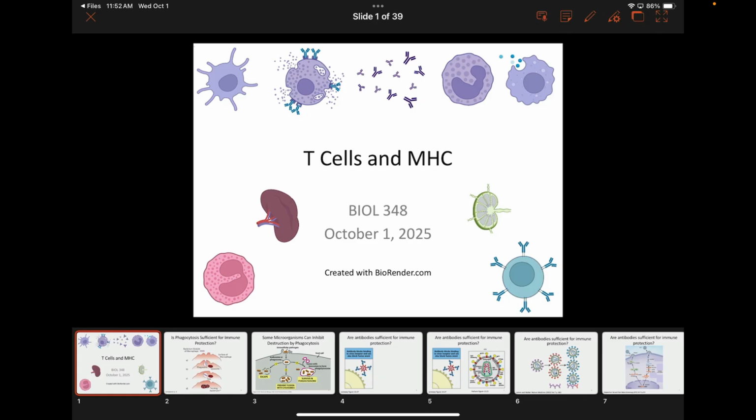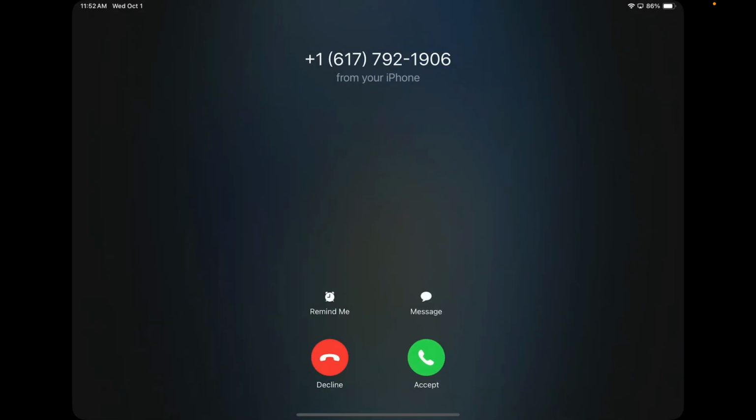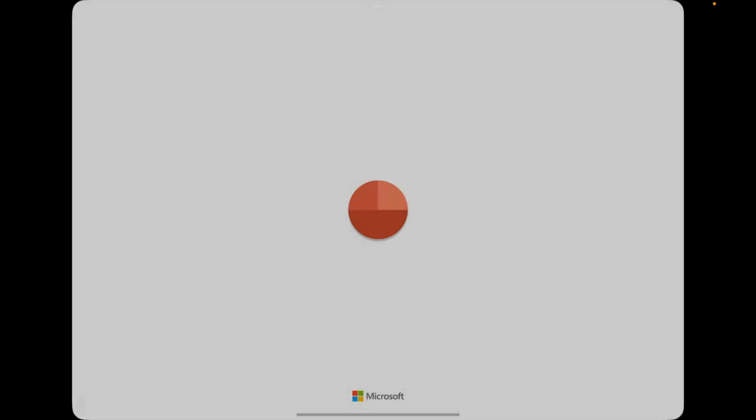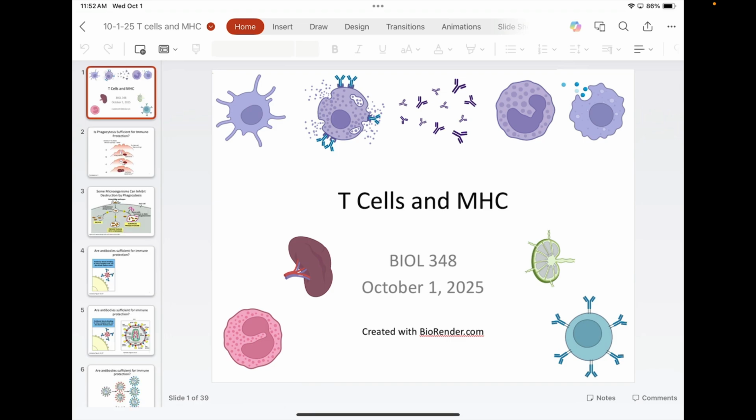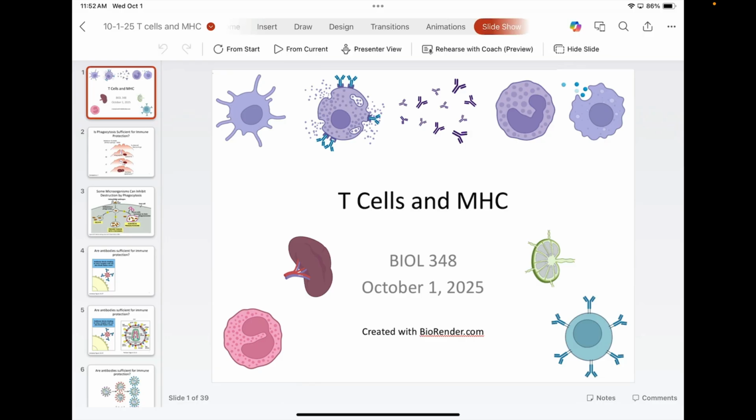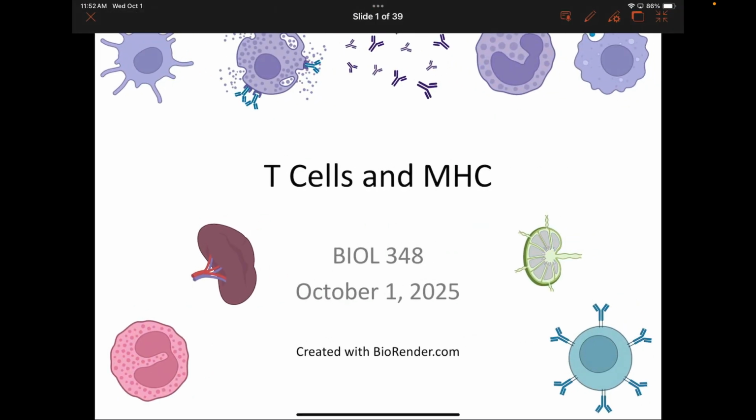This is a nice point where we're going to be starting to think about a different part of what we see in adaptive immune responses. And in thinking about what we're going to see with these adaptive immune responses, T cells and MHC, okay?